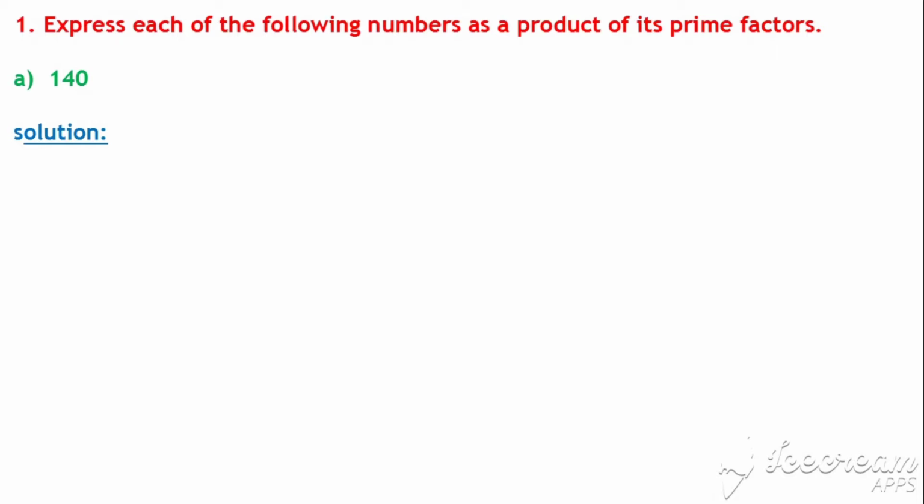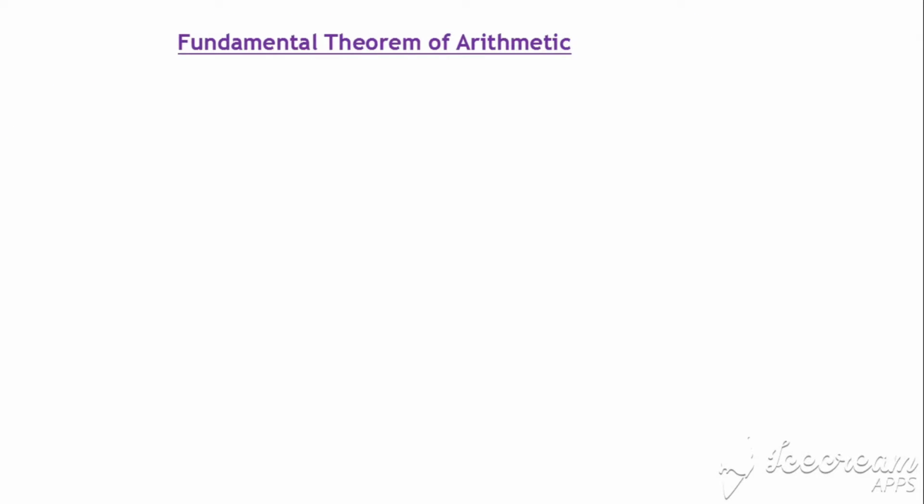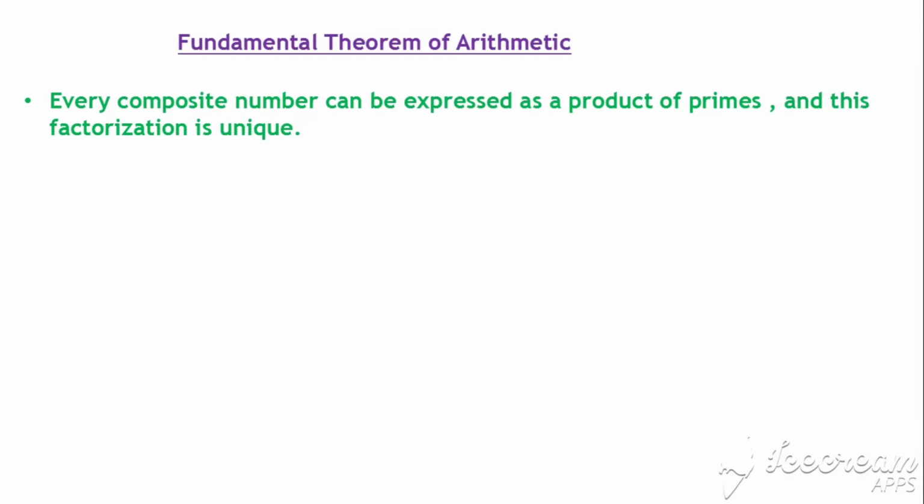Before solving these questions, first you need to know the concept of the fundamental theorem of arithmetic. Let us discuss the fundamental theorem of arithmetic now. What does it mean? It says that every composite number can be expressed as a product of primes, and this factorization is unique. Before you understand these statements, first you need to know what is a composite number and what is a prime number.